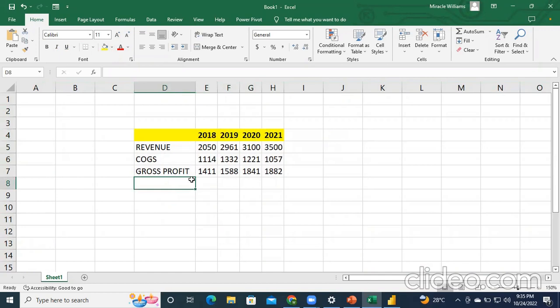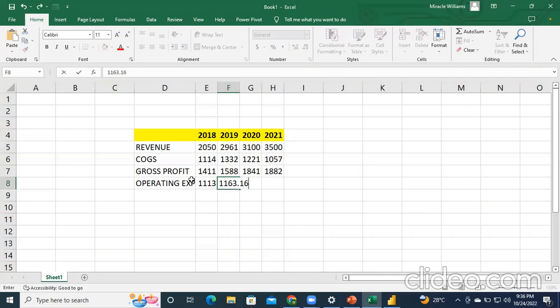So the gross profit is given. Let's say our operating expenses is also given. We have it as 1130.20 for 2018, then 1163.16, and for 2020 as 1221.22. Then for 2021, we have it as 1015.18, which is also very important.